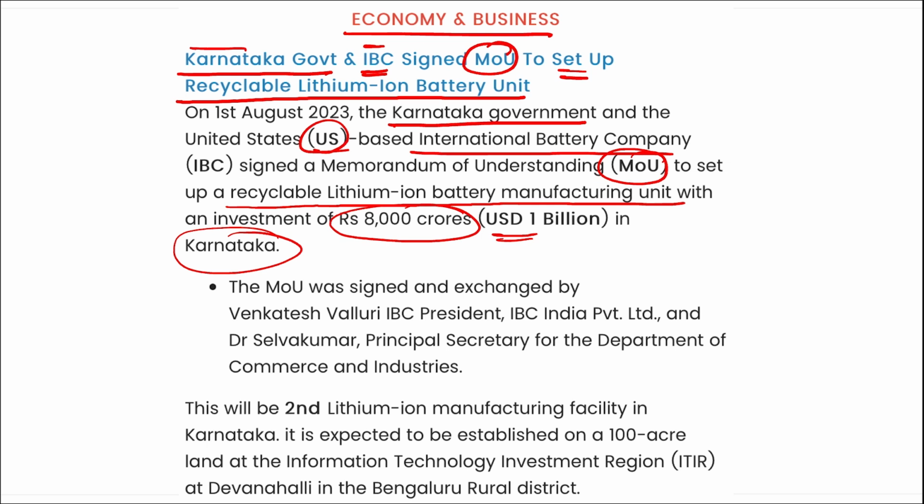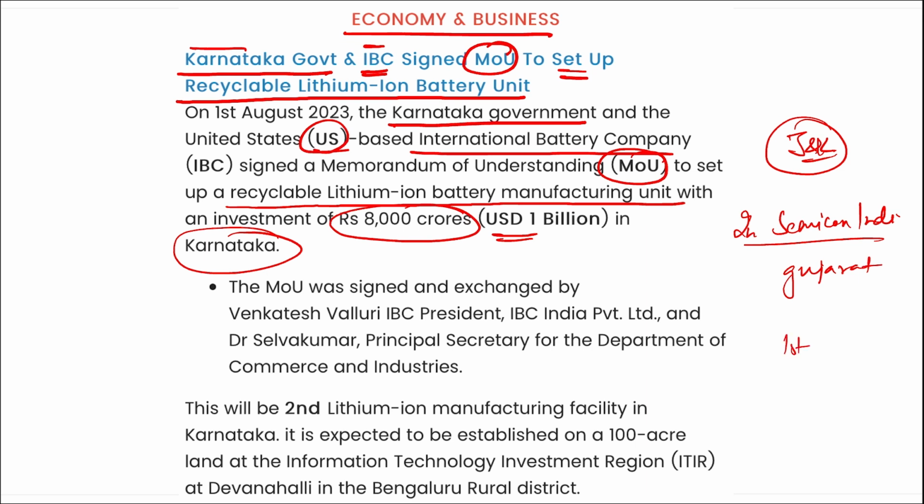Correct? Where did we find the lithium ion reserves? It was in Jammu and Kashmir. Then where did we see the second edition of Semicon India? It was in Gandhinagar, Gujarat. Where was the first edition? It was in Bangalore, Karnataka.